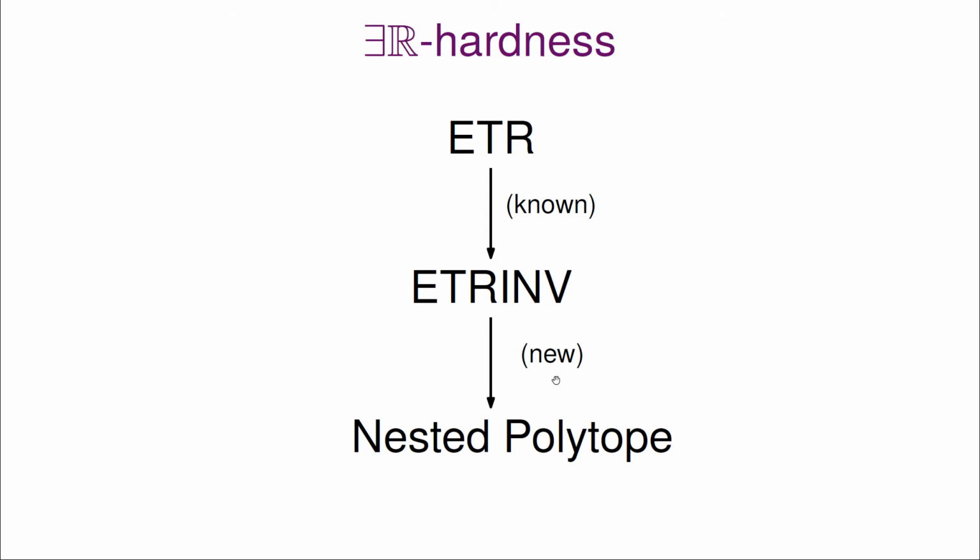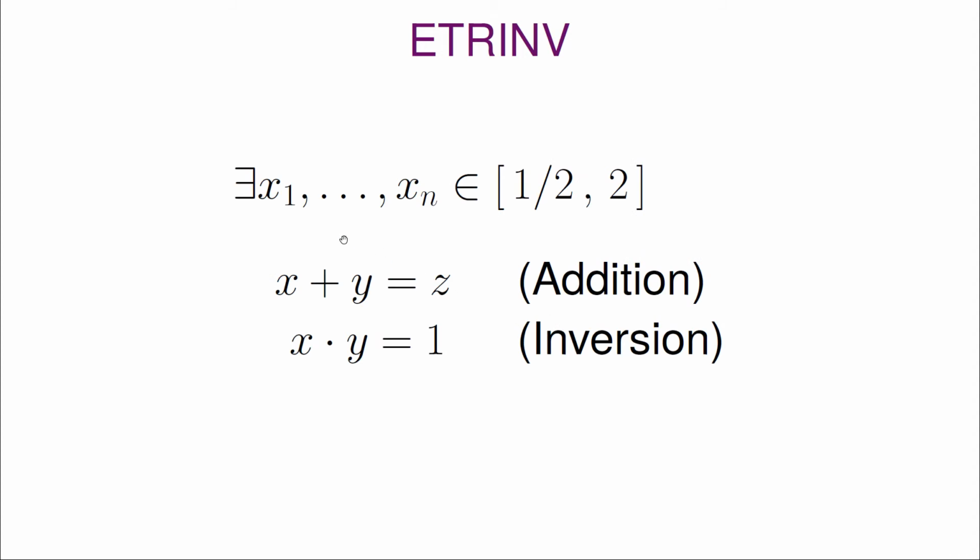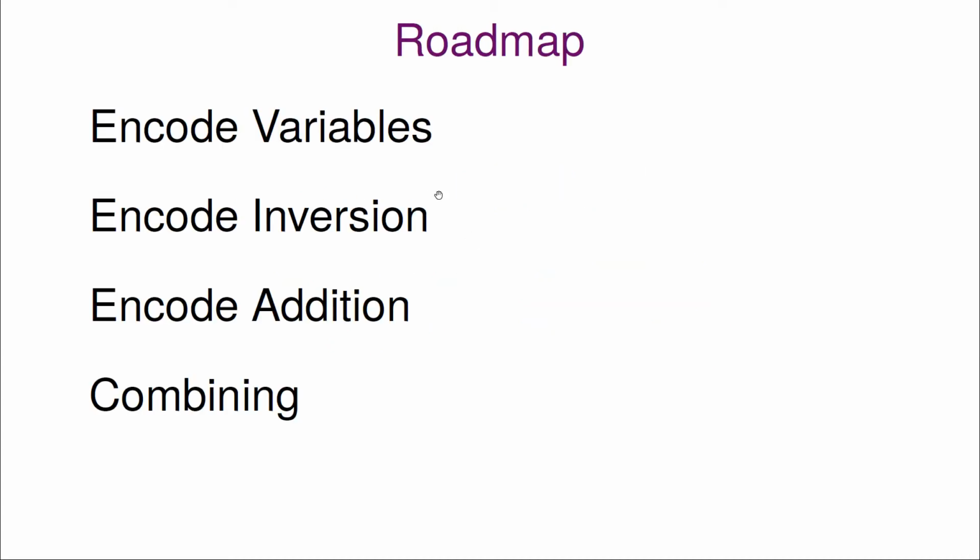So what is this ETR-inv problem? The ETR-inv problem asks whether there are real numbers which satisfy some set of constraints of the form x plus y equals z, or x times y equals 1. The ETR-inv problem is also ETR-complete, so we can use it as our reduction basis. So what I have to show you now for the geometric part is how to encode a variable, how to encode this inversion constraint, how to encode this addition constraint, and then how to combine all of those things.